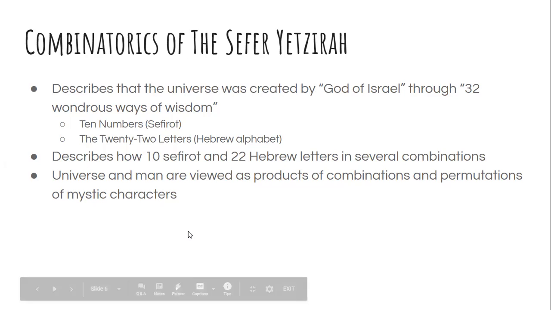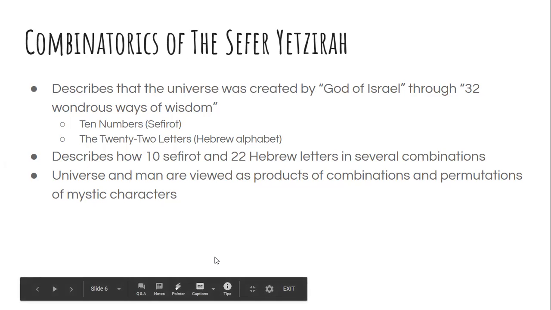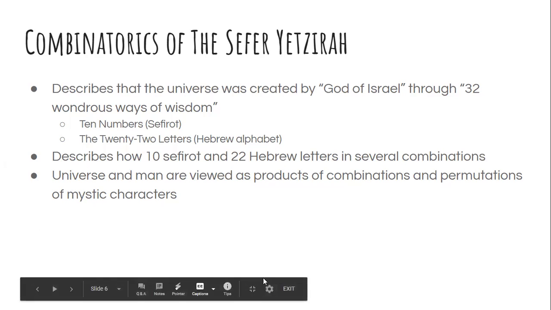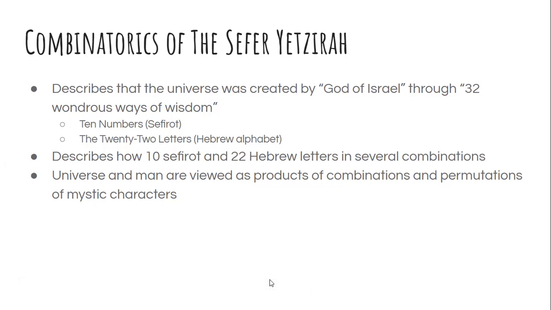So it describes in this book the 10 Sephirot and the 22 Hebrew letters in several different combinations. And the universe and man are viewed as products of combinations and permutations of these mystical characters. So in the book, that's kind of how combinatorics came into the discussion, whenever they brought up the different combinations and permutations of these characters that were brought about from these Hebrew letters and alphabet.